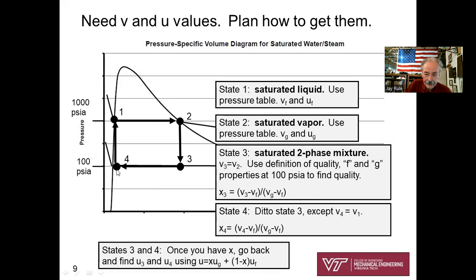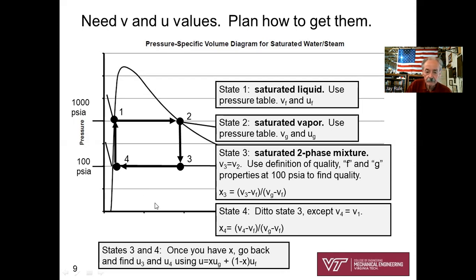Back to state 4. How do I get X4? It's very close to the dome, but it's not on the dome. It's a little shy of it because V4 equals V1. It's a vertical line. Exact same approach. The same approach for X4 as you did in 3. So now you've already written down V sub G and V sub F. You've got those written down. So all you got to do is the calculator work to determine X4. It's going to be a little number. Look how close it is to the dome. X is going to be a little number for 4.